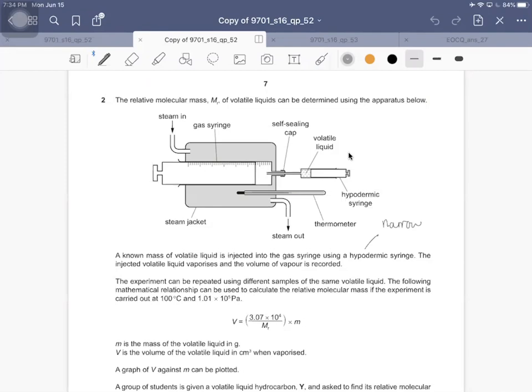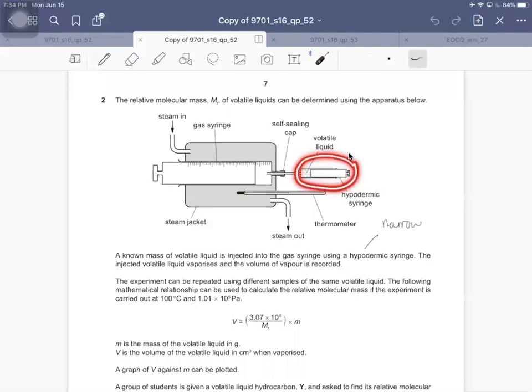So we are now looking at June 2016 paper 52, specifically question number 2. So what this setup is showing you is that you have a volatile liquid in a hypodermic syringe.